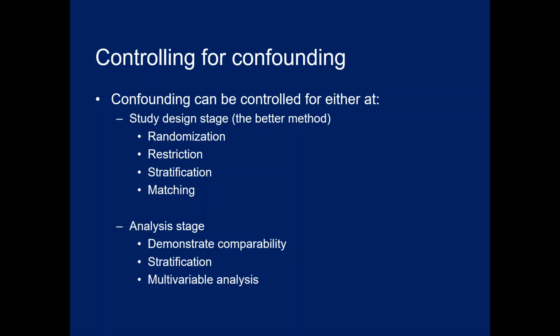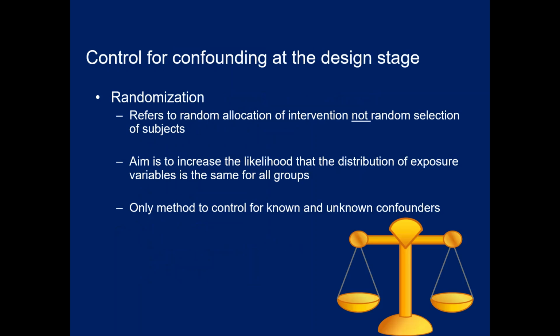Now, remember I said to you a few minutes ago that in order for something to be a confounder, it must be uneven between the two groups. Okay, and that is actually key to how a lot of this works. So let's start with what is essentially the gold standard for removing confounding, and that is randomization.